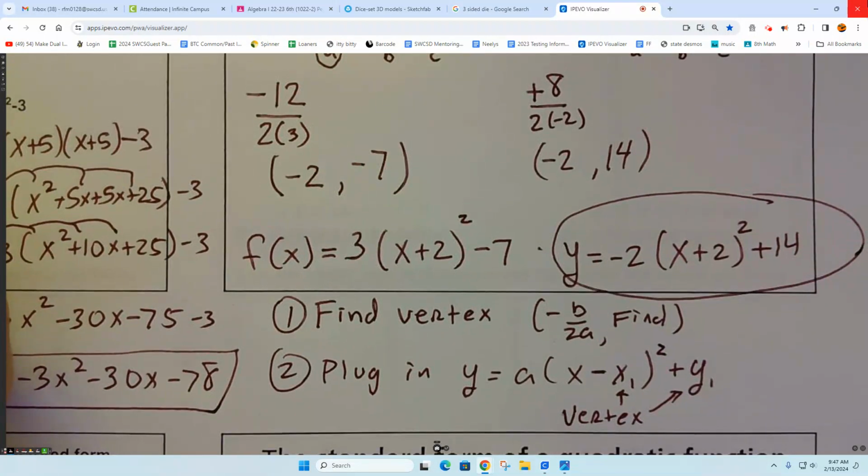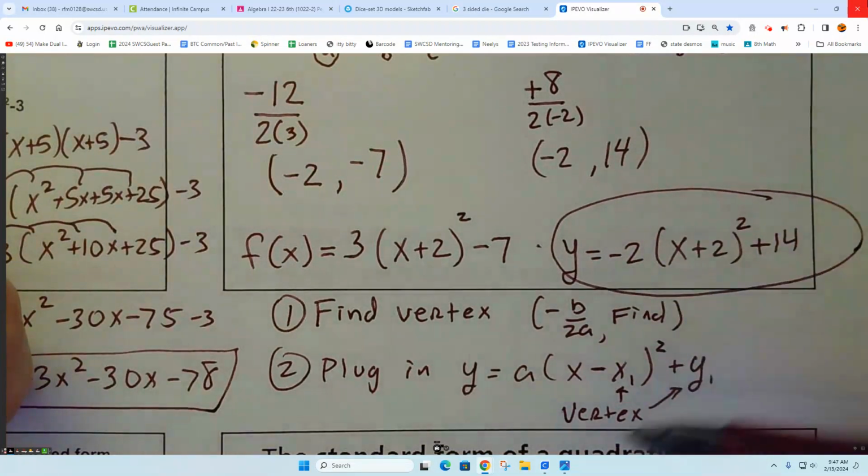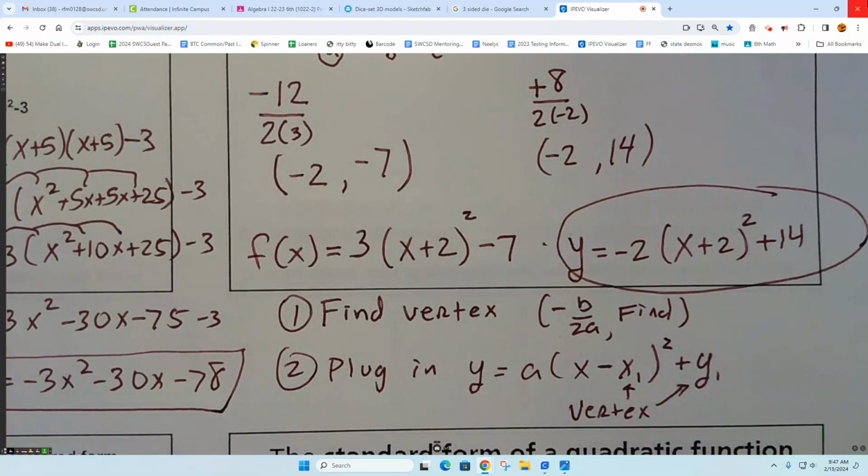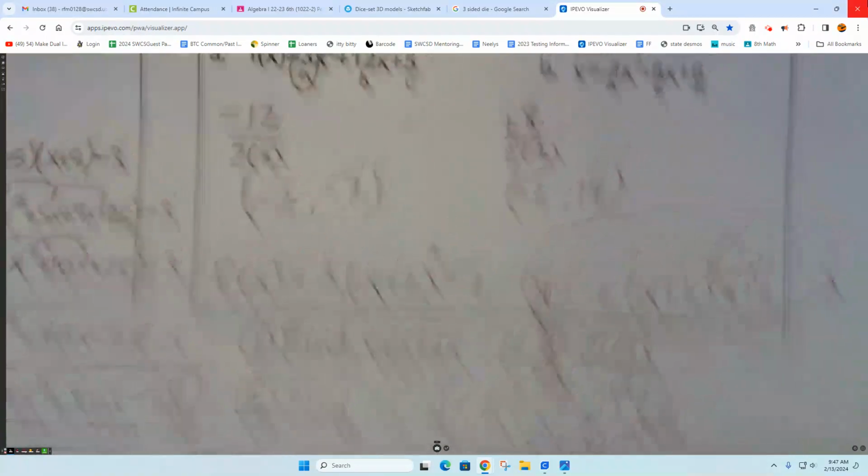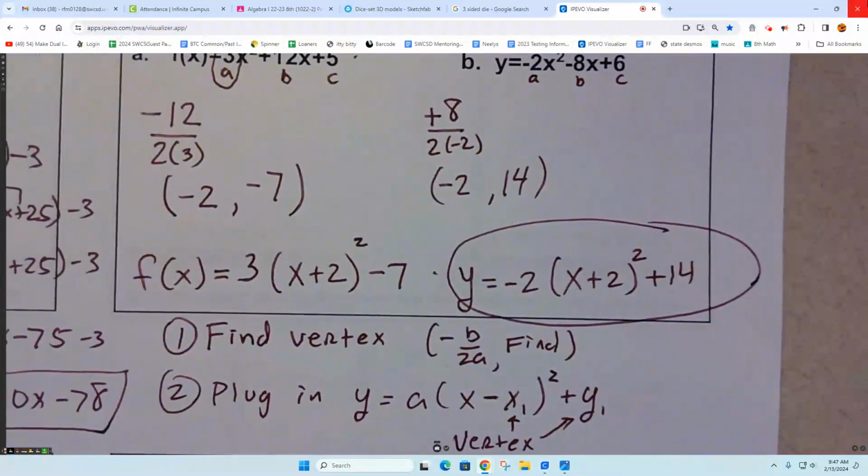So if you can find the vertex, basically we're just plugging it in. Again, this is probably the hardest problem we see today. So how to convert this. We okay? Oh wait, that was easy. I actually did it.